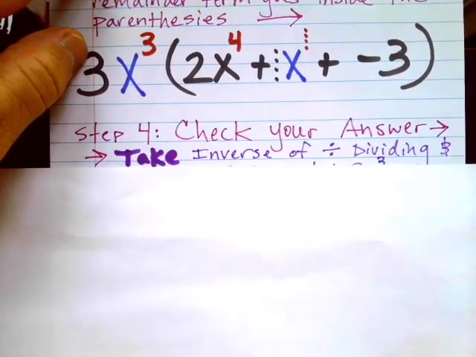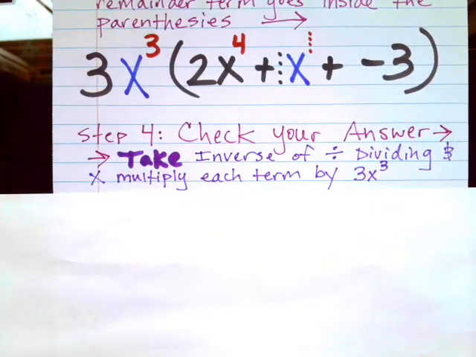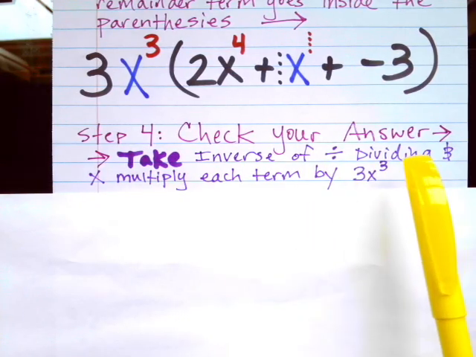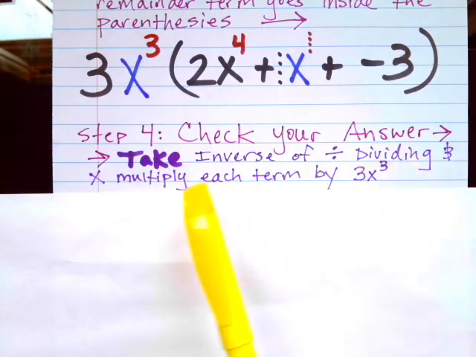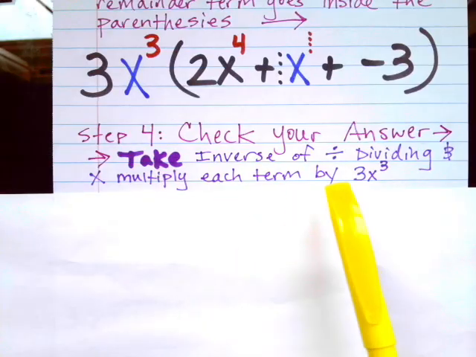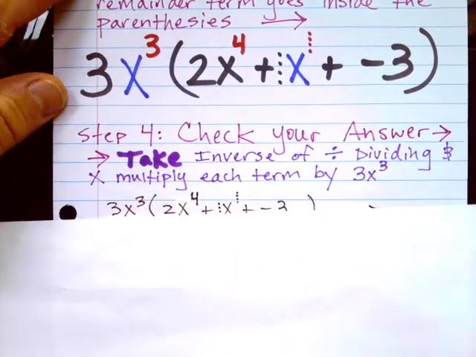All right, so let's just get right on into it. Remember, in order to check your answers, you're going to be taking the inverse of dividing. That's what we used to factor, right? We divided each term by 3x cubed. So now we want to check our answer, and the inverse is the opposite of dividing, which is multiplying each term above, like I mentioned, by 3x cubed.